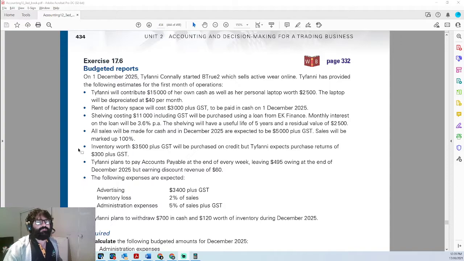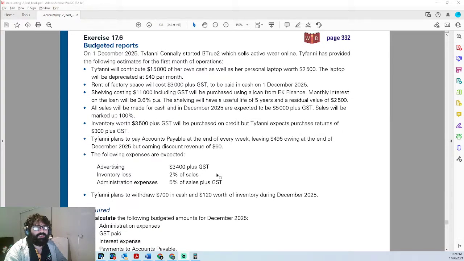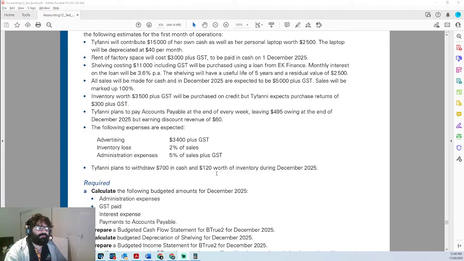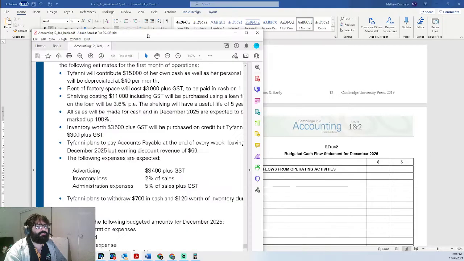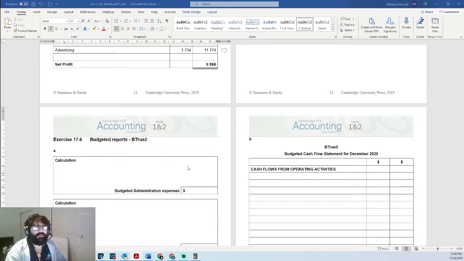The following expenses are expected to be advertising $3,500 plus GST. There's an inventory loss of 2% of sales and an administration expense of 5% plus GST. Additionally, Tiffany plans to withdraw $700 cash and $120 worth of inventory during December 2025. So we need to calculate the following four amounts: administration expenses, GST paid, interest expense, and payments to accounts payable. So let's get those numbers in.